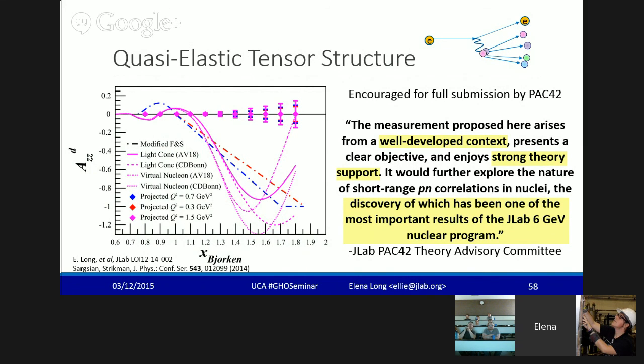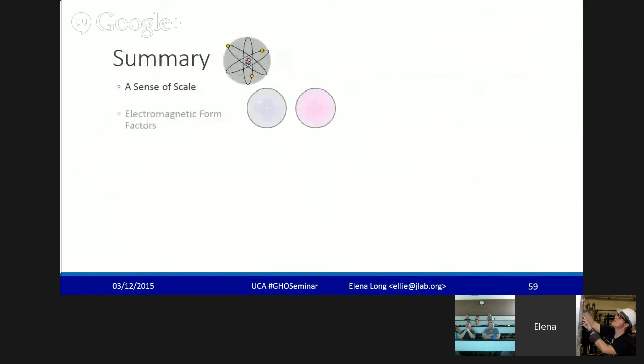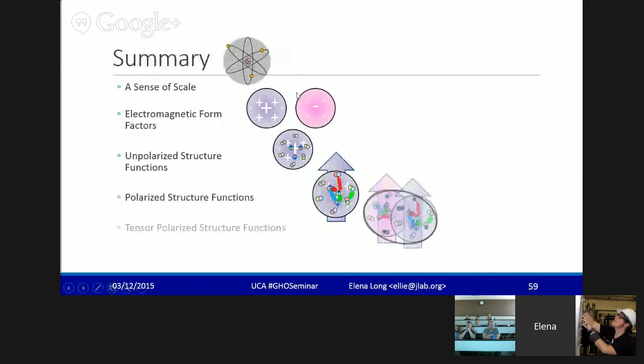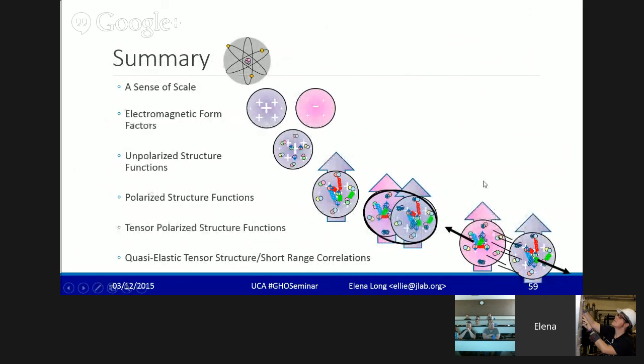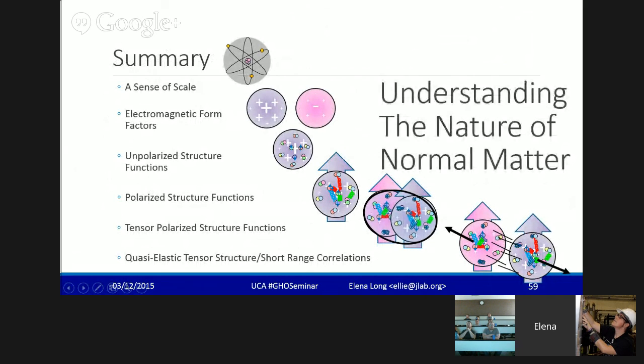And I can't really end it on a better note than that, so in summary, we gave a sense of scale, started looking at the form factors, building up, showing how things get more complicated as you go into the tensor region, and I hope that I've given you a bit of an understanding of the nature of normal matter. Thank you.